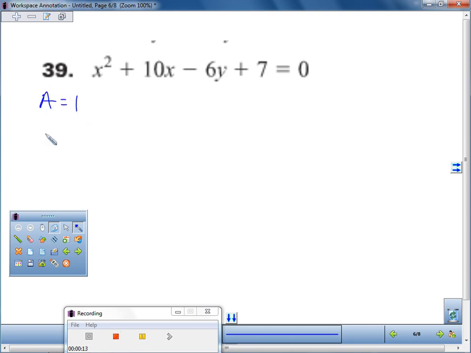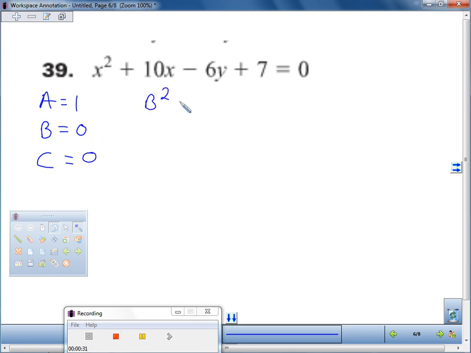A is 1, B is 0, there's no x, y. C, in this case, is going to be whatever's with y squared. There is no y squared, so that's 0. So we'll end up with 0 is equal to 0. Okay, so that's going to be a parabola. But let's set it up.